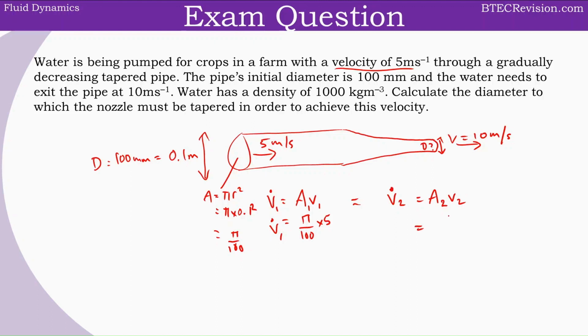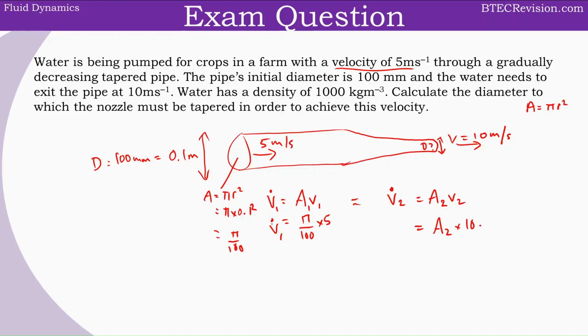So that's the value. Area, we don't know, so we will need to calculate that because it's asking for diameter. And if you remember, area equals pi r squared. So if you can work out the area, we've got the radius, and from the radius we work out the diameter. So we don't know what that is, so we'll leave that as a2. We know the velocity is 10, so times 10.